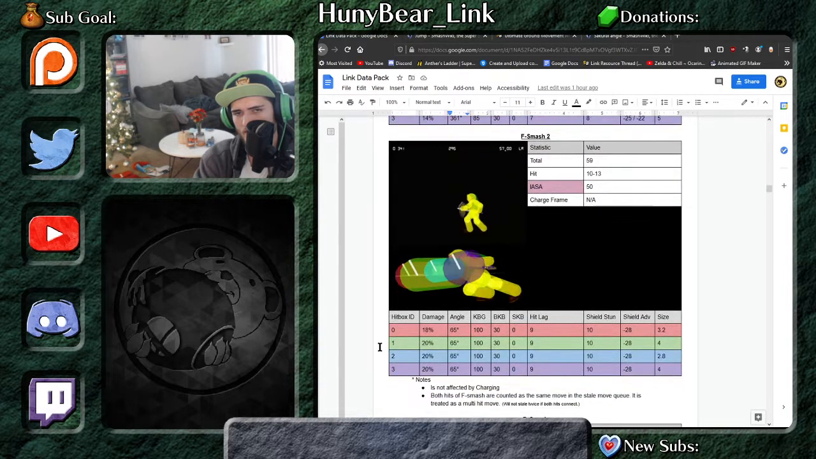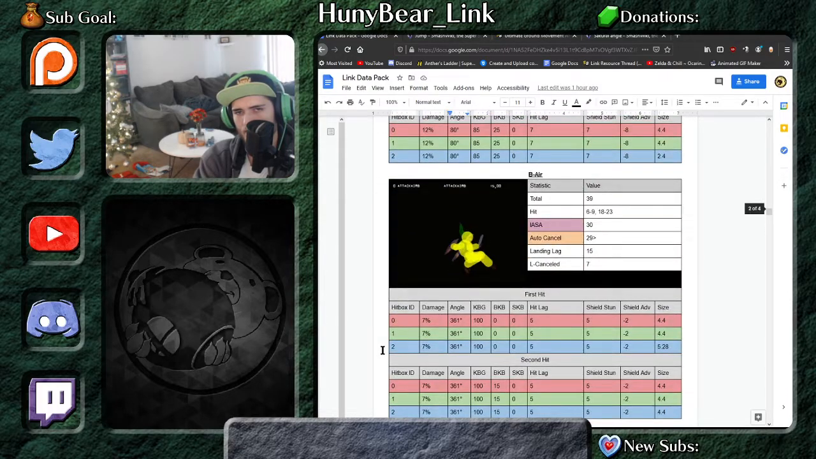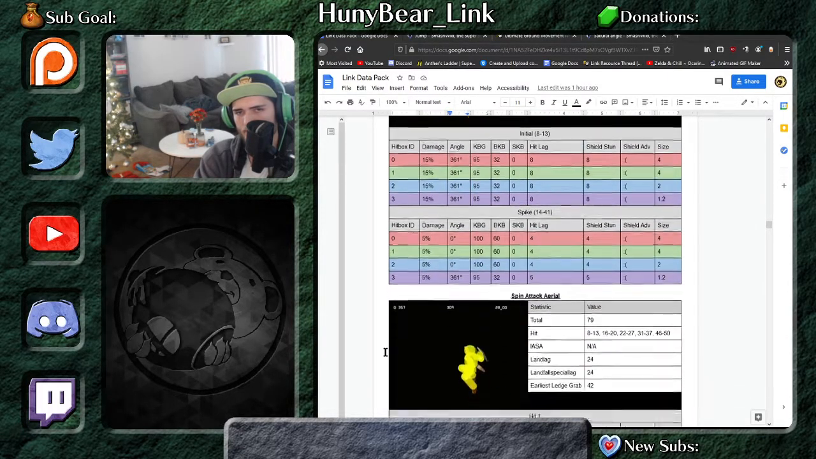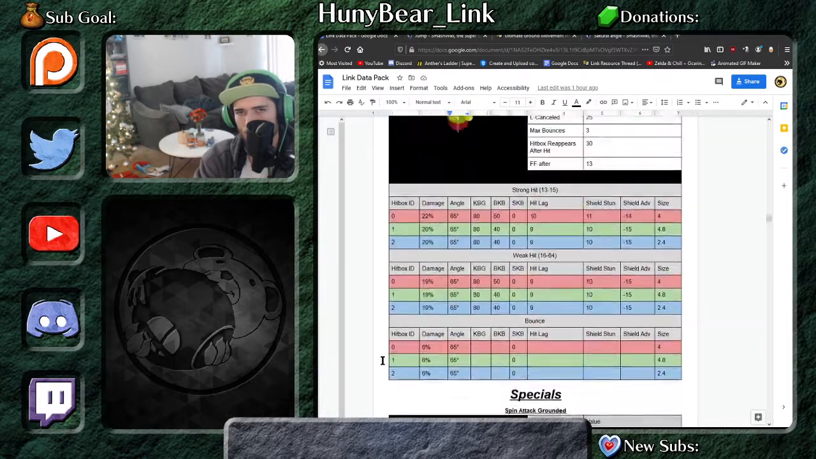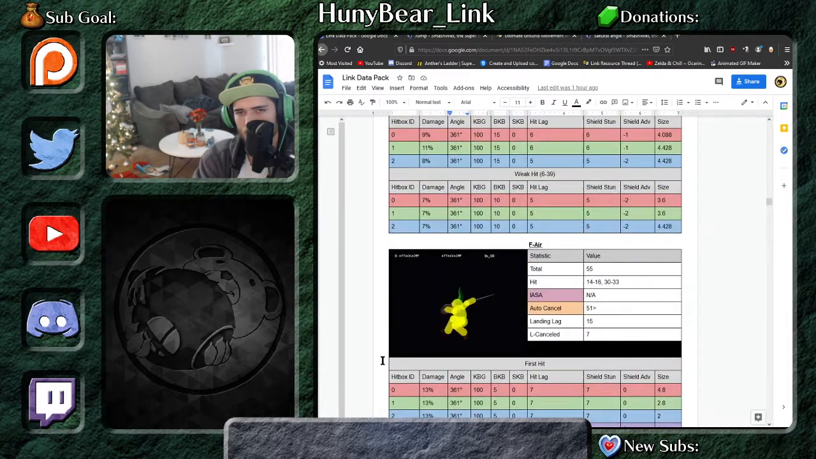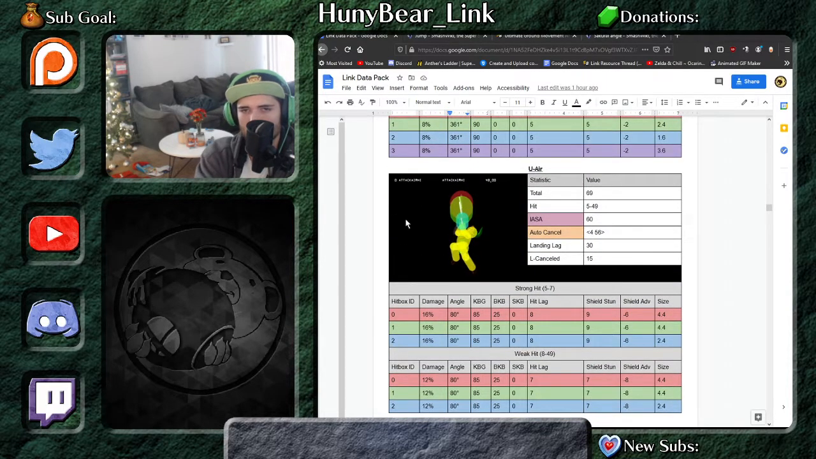Something like forward air. Let's find our forward air. Nope, we went way too far. Alright, okay, let's look at up air. Up air, for example, if I were to hit with the front hit of the hitbox, they would be sent to the front and forward. But if I hit them with the back, they would be sent up and back.